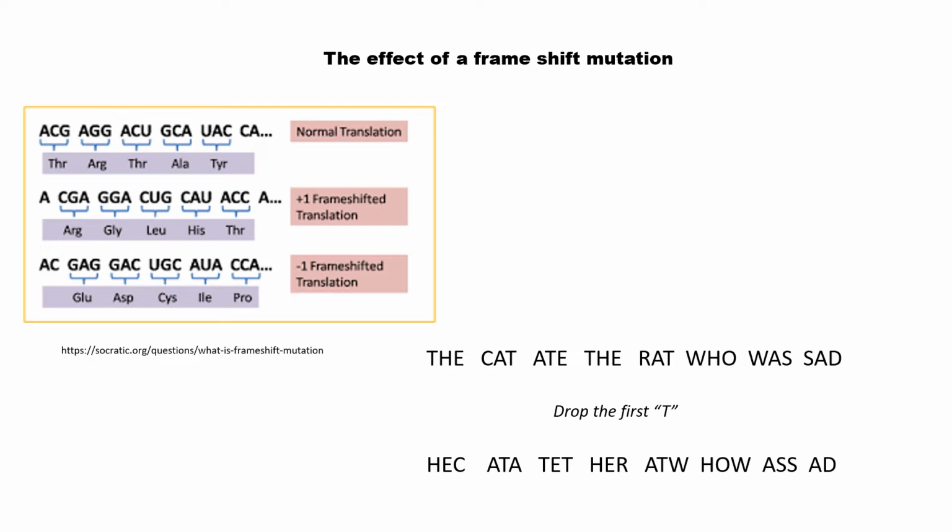But let's take an English example. If we have the sentence made up of three-letter words, the cat ate the rat who was sad, and we drop the first T and we start taking three-letter groups from the H, we now see that these three-letter words get completely messed up.